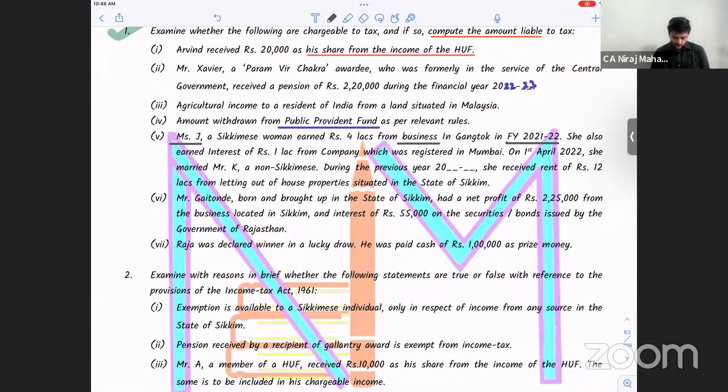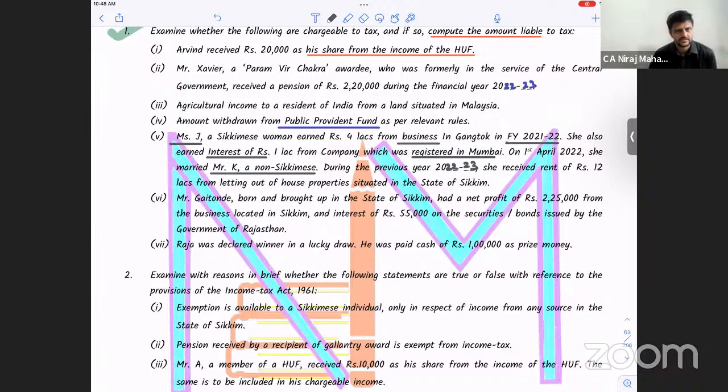She also earned interest of rupees 1 lakh from a company which was registered in Mumbai. Interest obviously may be on debentures. That was in 21-22. On 1st April 22, however, she married Mr. K, a non-Sikkimese, and during the current year, that is 22-23, she received rent of rupees 12 lakhs from letting out of house property situated in the state of Sikkim.